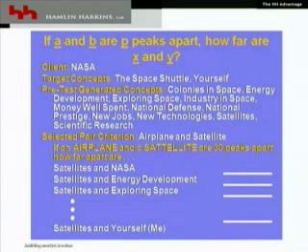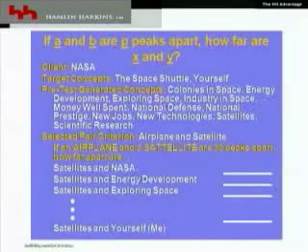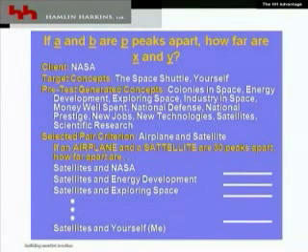In this particular one, we call them peaks. It can be units. It could be anything. What we're measuring is similarity or difference. You can also see here that we included yourself in the study.